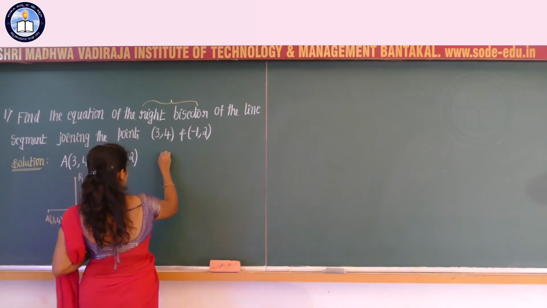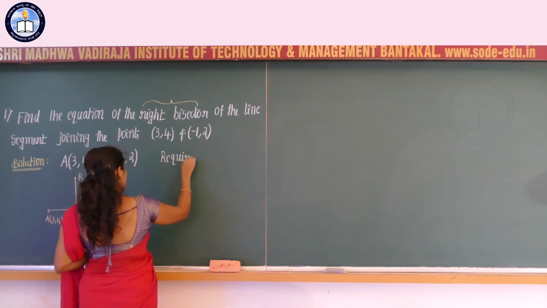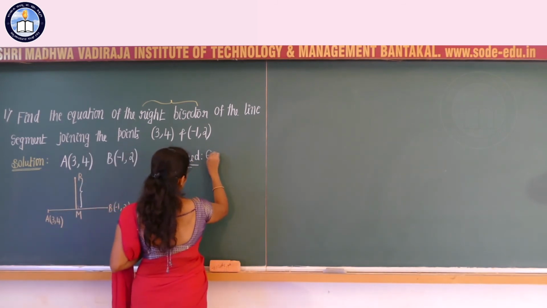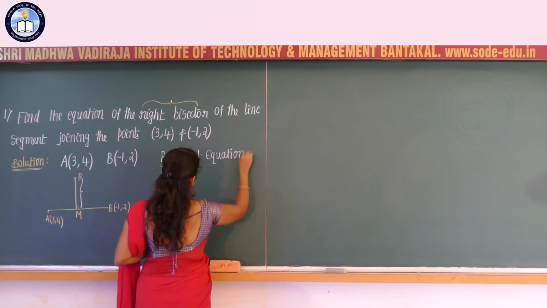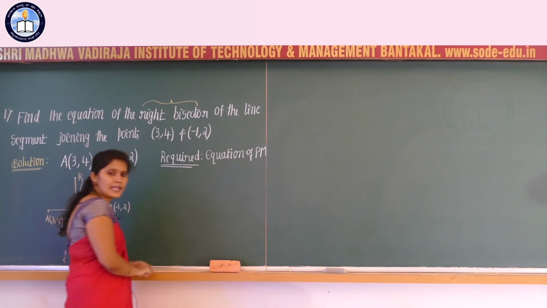So here we need to find out what is required. The equation of PM we should find out, that is, find the equation of the line which passes through the 2 points P and M.